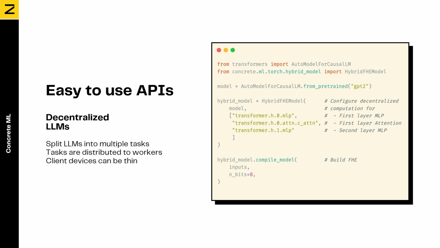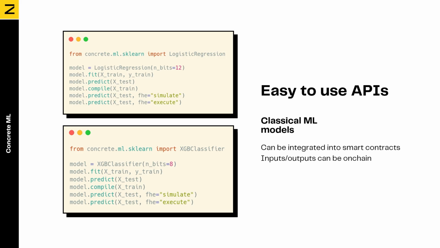Now for an example with LLMs. For LLMs, what we currently support is computing some parts of the models with FHE, and some parts of the models on the client side. So just to go back a bit, this is what it looks like for the developer.